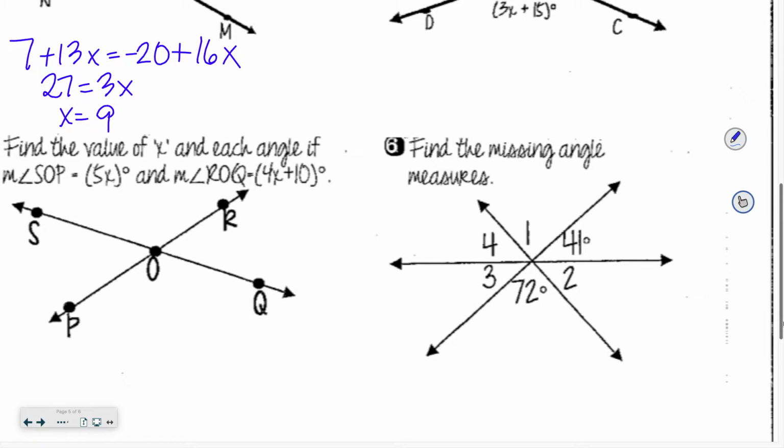If the measure of angle SOP is 5X and the measure of angle ROQ is 4X plus 10. So when I see vertical angles, I always just think, put a big equal sign between them. So if I solve that, X equals what? 10. And the measure of each angle is 50 degrees. Wait, how do you know that X equals 10? Well, if I move the 4 over, I get 1.